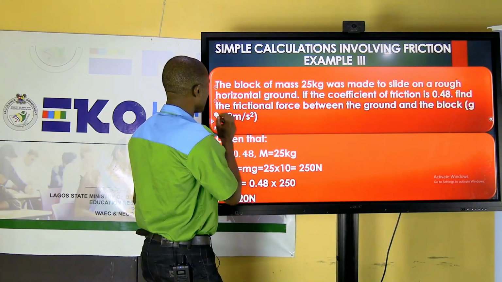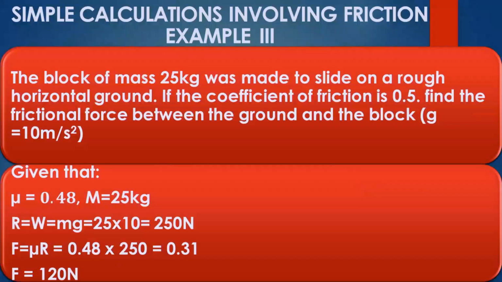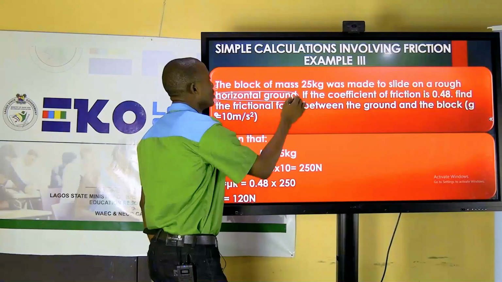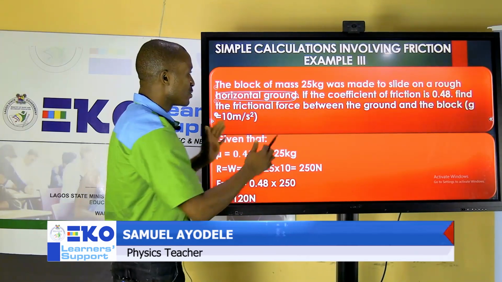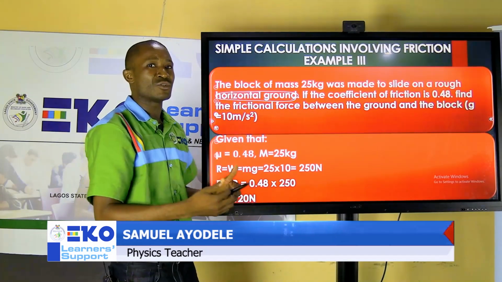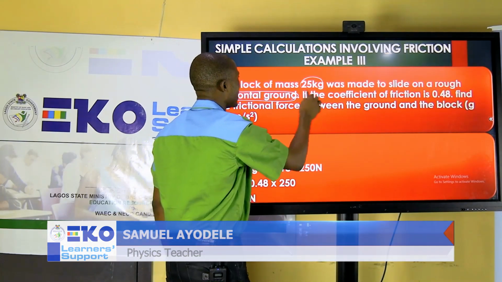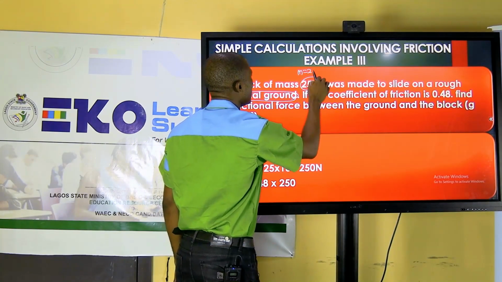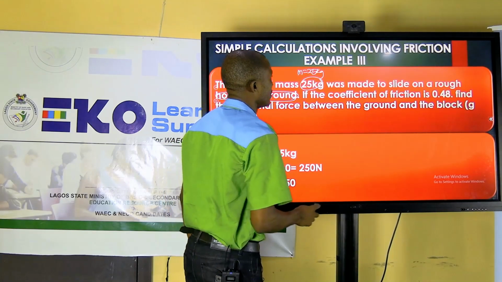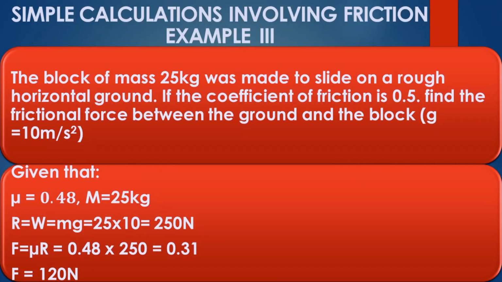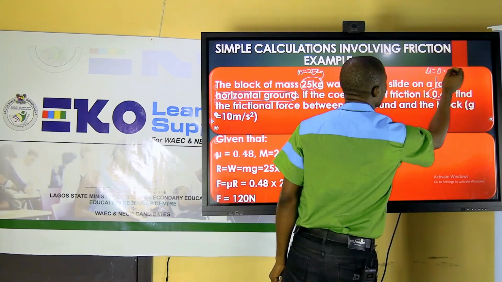So the next question, looking at it, a block of mass 25 kilogram was made to slide on a rough horizontal ground. You can see all along we have been looking at horizontal. So I'm going to give you a case of having it to be inclined. Now a block of mass of 25 kilograms. So mass is 25 kilograms. To slide on a rough horizontal ground, if the coefficient of friction is 0.48, so nu is given as 0.48.